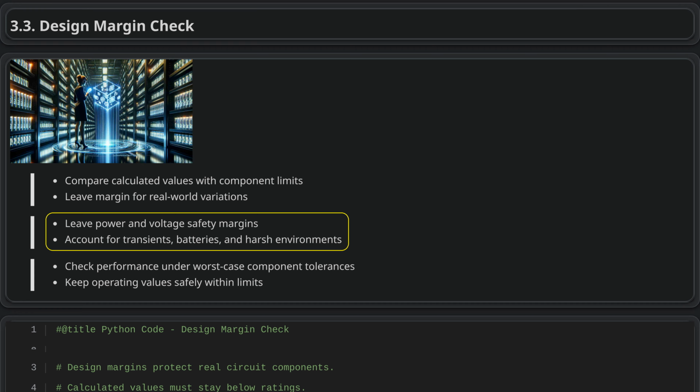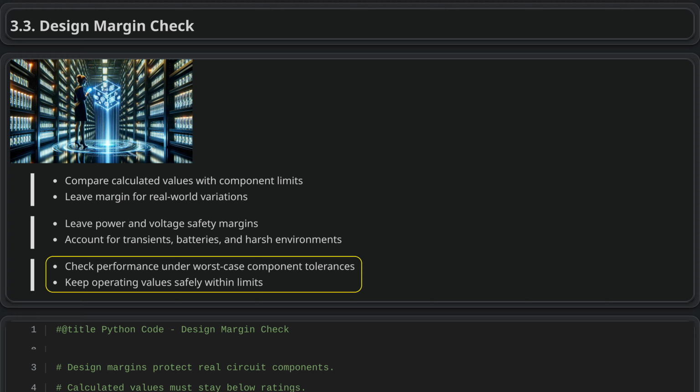In a DC circuit, design margin means choosing components that operate safely below their maximum ratings. Resistors need enough power capacity to avoid overheating, and capacitors need voltage ratings above expected levels to handle startup or transient changes. These checks are especially important in battery-powered and automotive systems, where voltage can vary, and they help ensure the real circuit remains reliable.